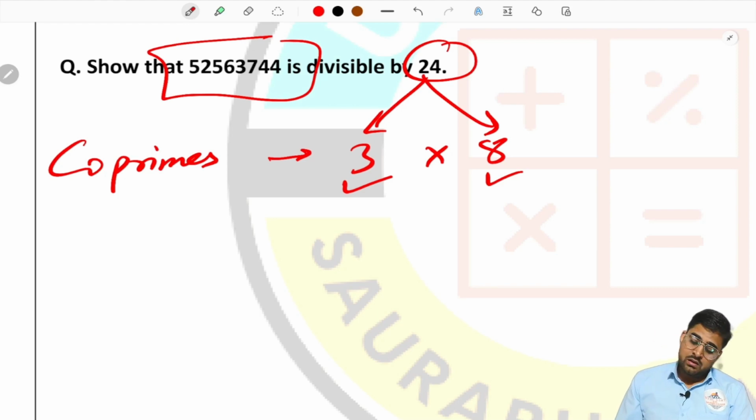Yes sir. Do you really need a real number when we divide this number by 24? Is the question asking for the real value? No. The question asks whether it is divisible by 24 or not. Simple question. So what you need to do is just check: is it divisible by 3, is it divisible by 8 or not. First we will check 3.